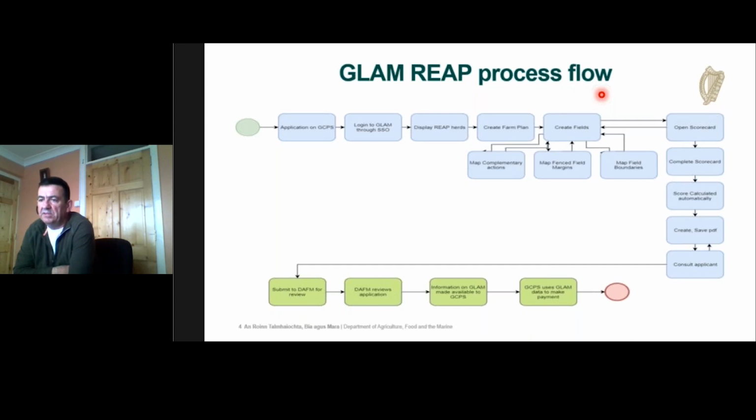Once you have completed that, if you need to make amendments to the actions that you have created on GLAM, you can do that. And once you're satisfied and the application is complete, you can submit it to DAF for review. Once it's submitted, it's non-editable from there on, and the application is with the department. Once the application has been reviewed, the details that will be available on GLAM are made available in relation to the payment process. So that's just basically a quick overview of what GLAM and REAP involves.